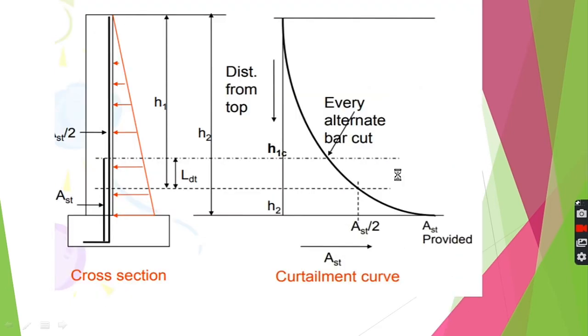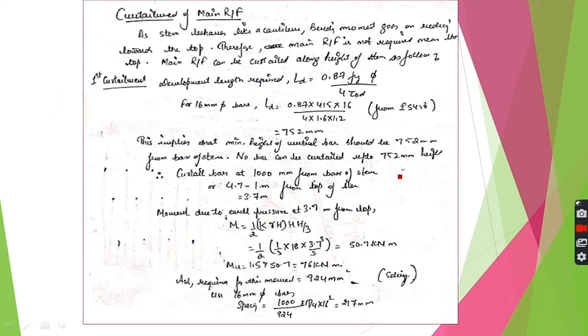So I will go to the curtailment part here. As stem behaves like a cantilever, bending moment reduces towards the top, therefore main reinforcement is not required near the top. So first curtailment, that is the first height. If this is the full height of reinforcement bar, then the second bar has to be curtailed at a particular height. So we have to calculate this particular height.